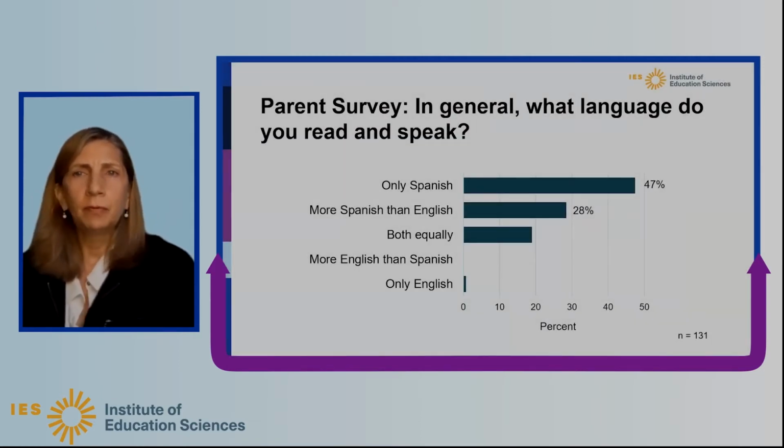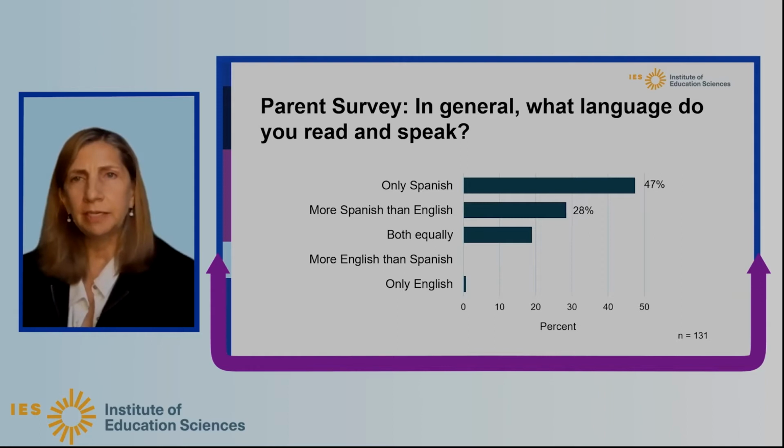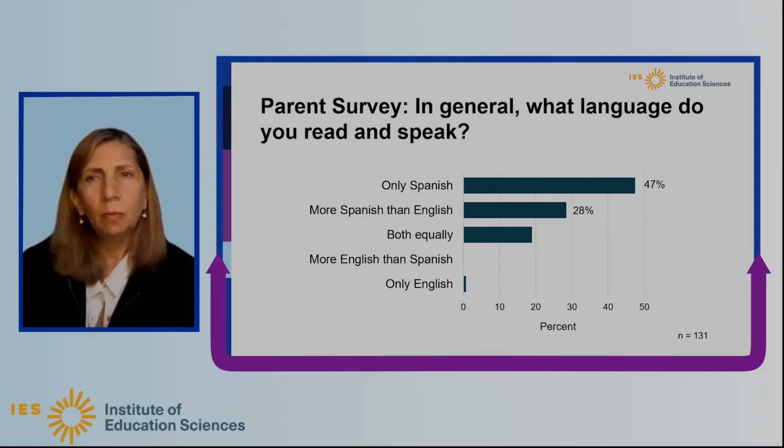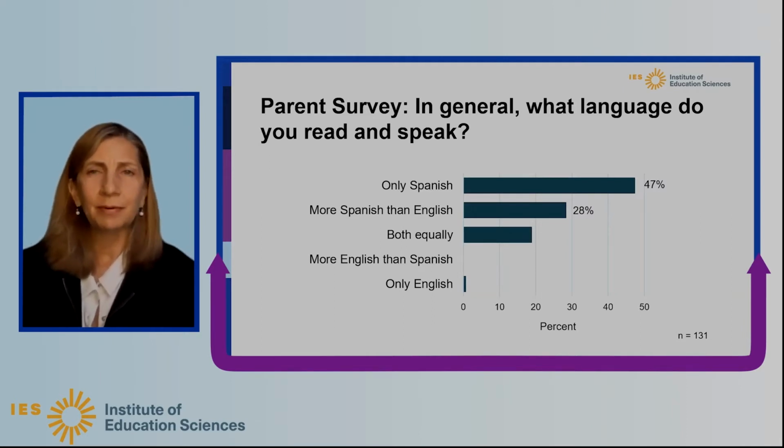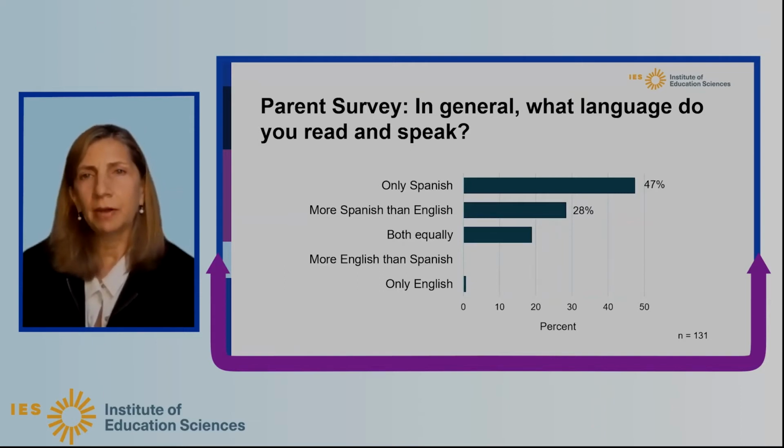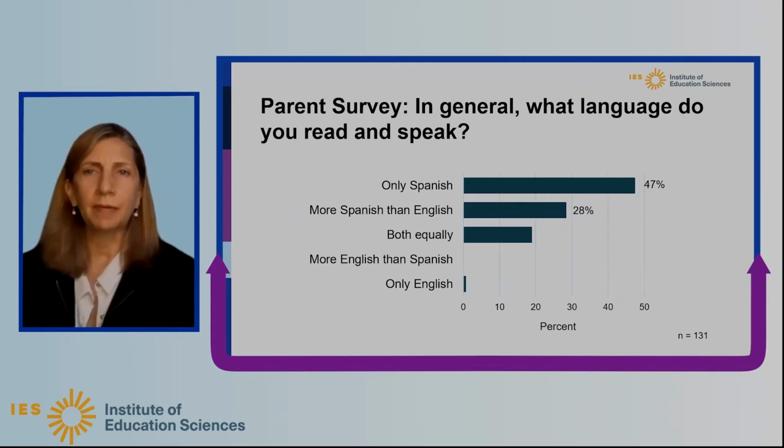We asked the parent who responded to this survey what language they typically read and speak. And as you can see in this graph, about 47% of parents said that they spoke only Spanish, while another 28% responded that they spoke more Spanish than English. We also asked who was completing this survey in the home, and we learned that 79% of the respondents were the child's mother, 12% were the child's father, and another 3% of the surveys were completed by the mother and father together.